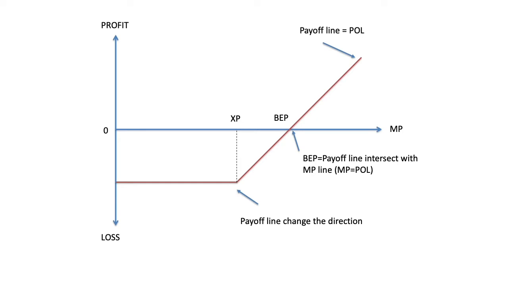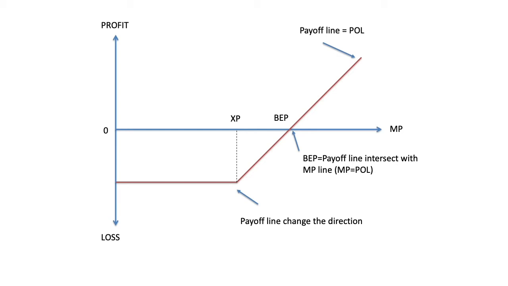Now I would like to explain about the payoff diagram for basic option strategies. When you look at this example, this is an example of one of the basic option strategies. The red line represents the payoff line of the option strategy. So you must remember the shape of the payoff line.